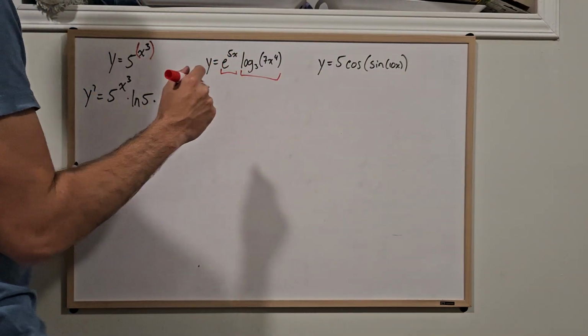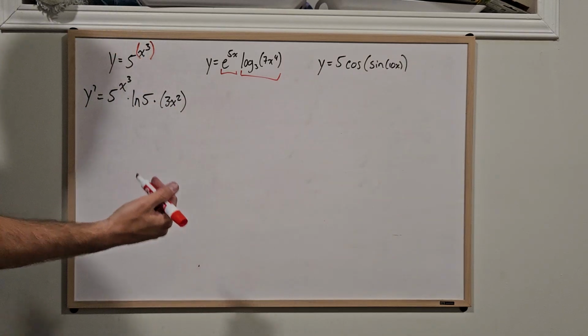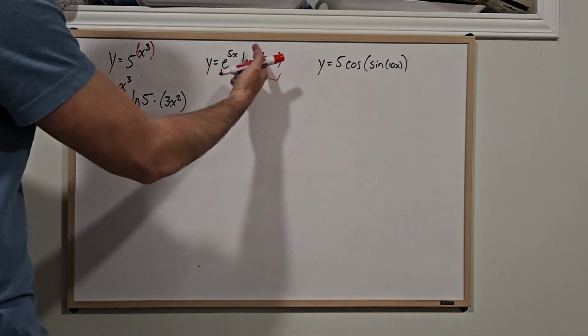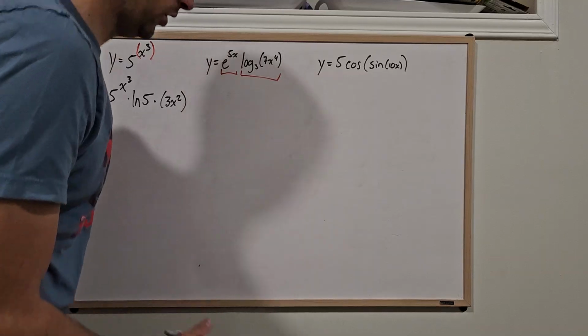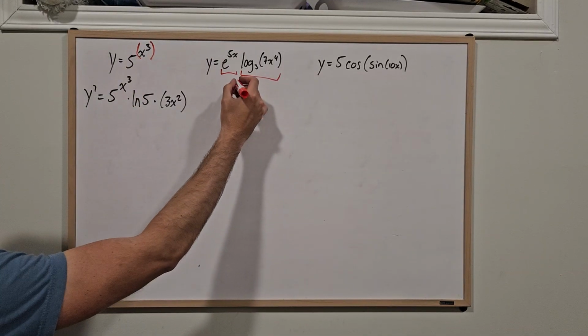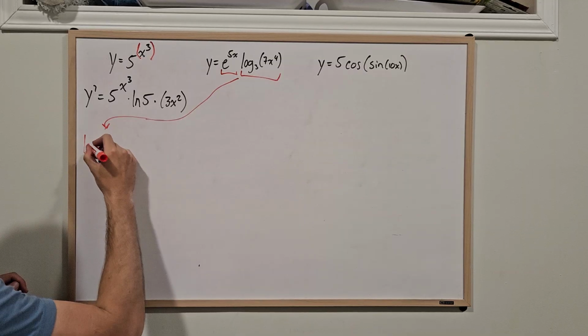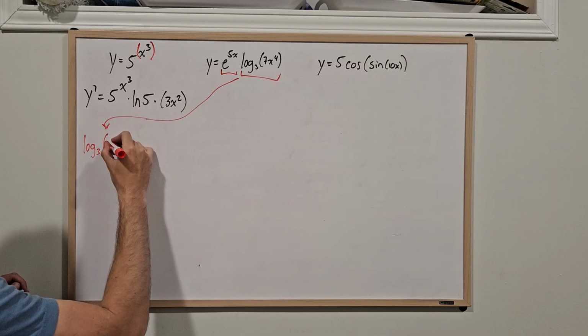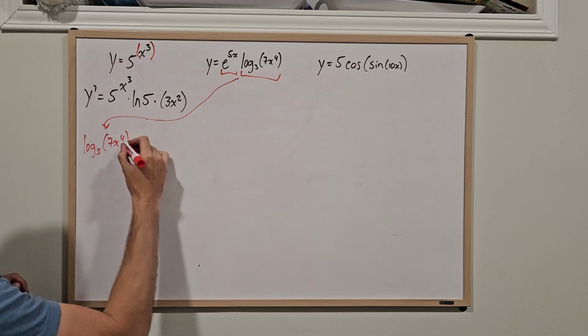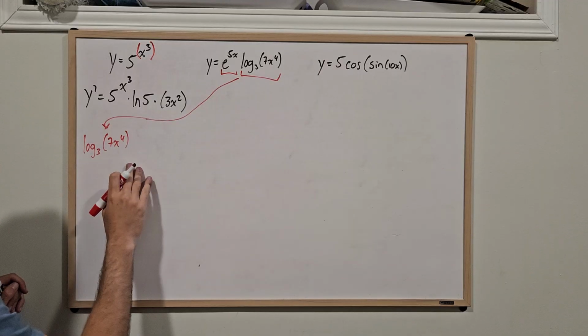Just really quickly, we need to do some side work for this, because this is not pretty, okay? We want to change that. What I'm going to do is bring this thing out to here, and change it out here. So we have log base 3 of 7x to the power of 4, okay?